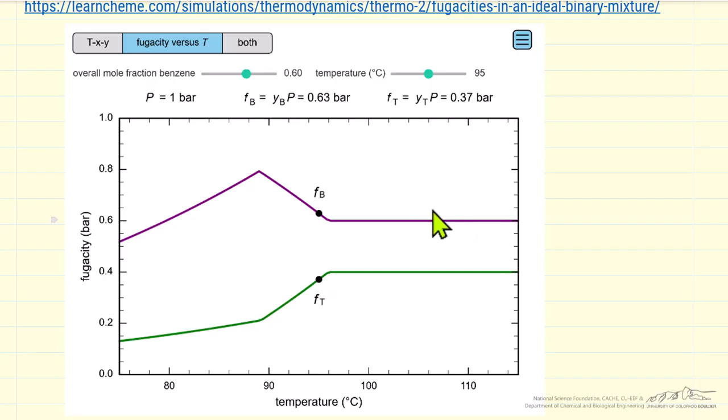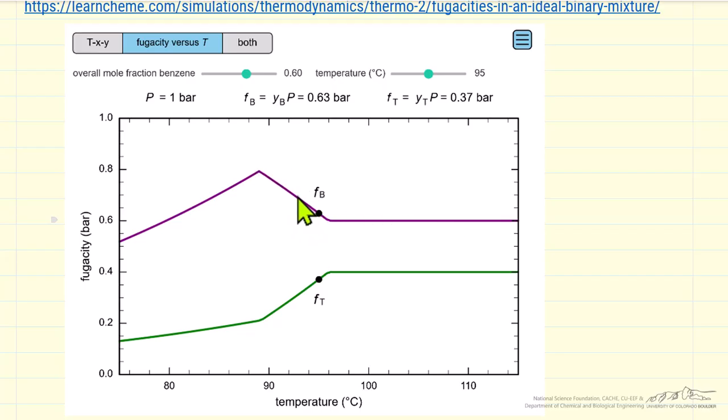At the high temperature, we have gas phase. Now the fugacity doesn't change with temperature because fugacity for an ideal gas is the same as the partial pressure. Partial pressure is not changing. The total system is at constant pressure, therefore the partial pressures aren't changing because the mole fractions are not changing. And so if the overall mole fraction is 0.6 for benzene and we're at 1 bar pressure, then the fugacity is 0.6 bar in the gas phase.